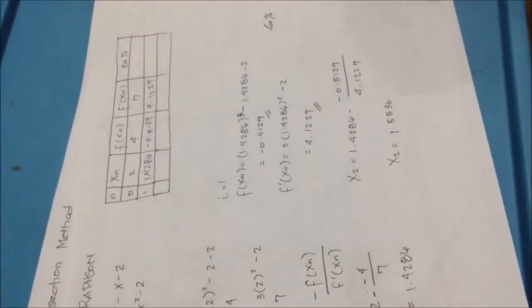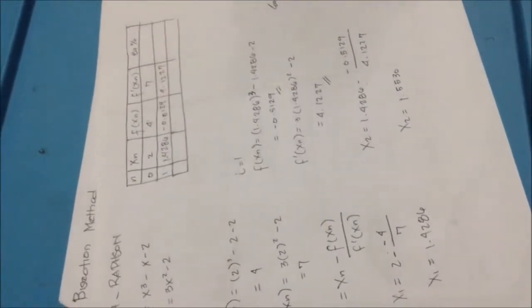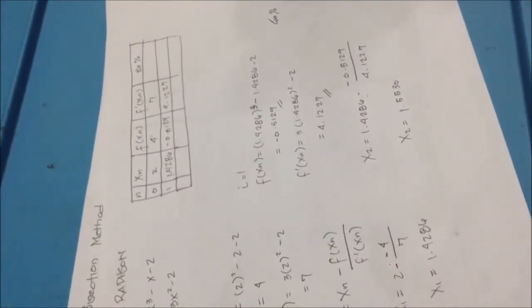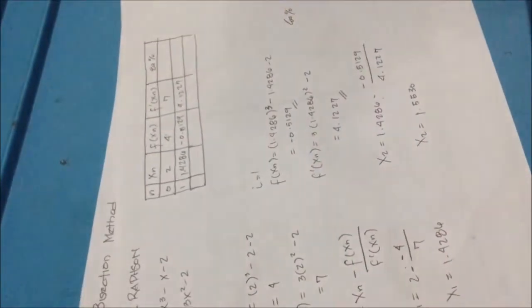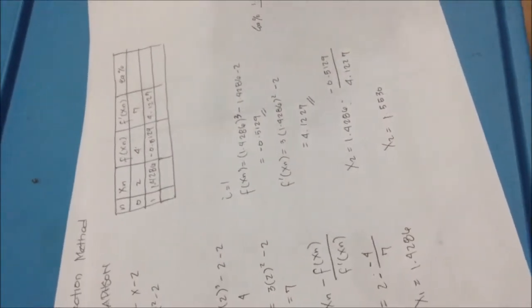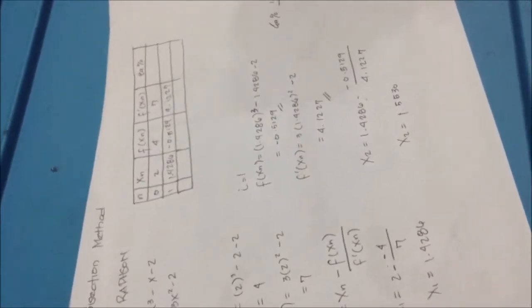To get the percent error, just take the present x_n, which is 1.4286, minus the past, which is 2, over 1.4286, times 100, which is equal to 28.57%.